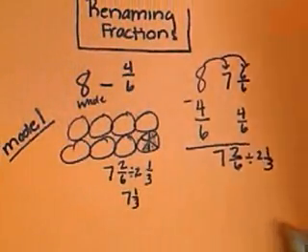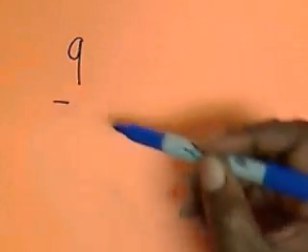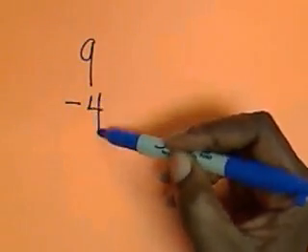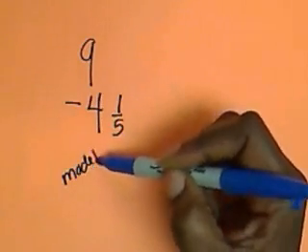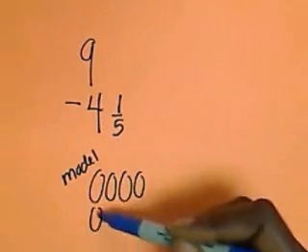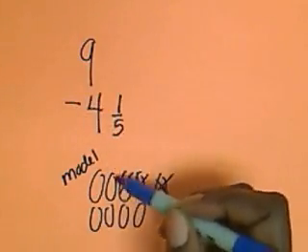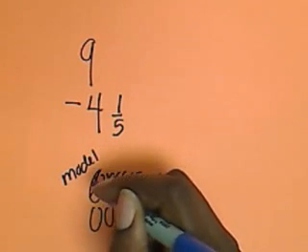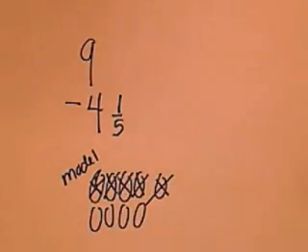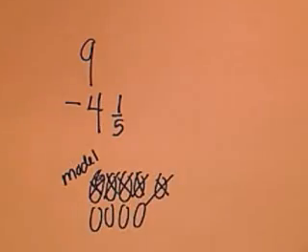So our next example, I'm going to do another one. Next example, 9. I'm going to do this vertically. 9 minus 4 and 1/5. Well, I can do the model. Model's easy. I draw 9, 1, 2, 3, 4, 5, 6, 7, 8, 9. Minus 4 wholes, 1, 2, 3, 4, and 1/5. Well, that means I got to chop these up into fifths. So that's fifths, and I'm going to take 1 away. Don't get yourself confused. You can come up with your own shading or your own way to do this.